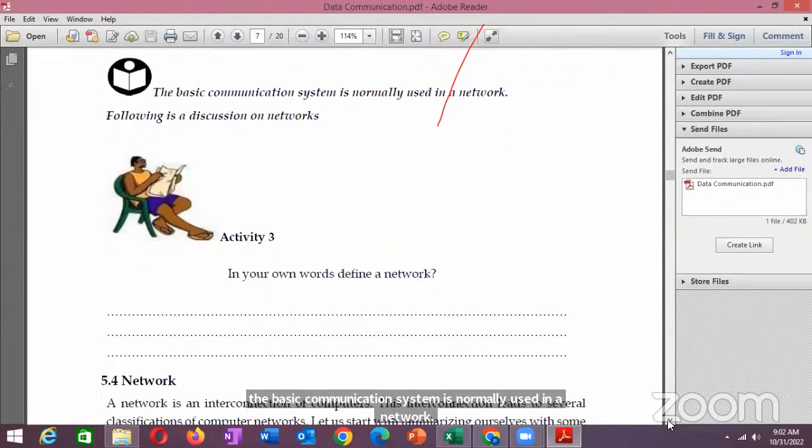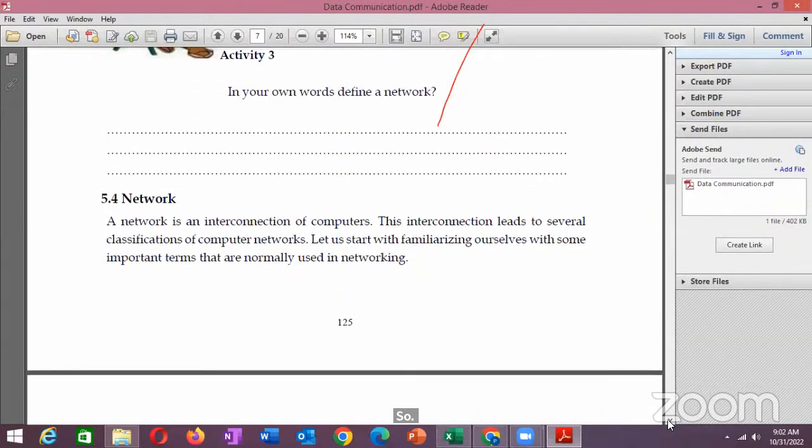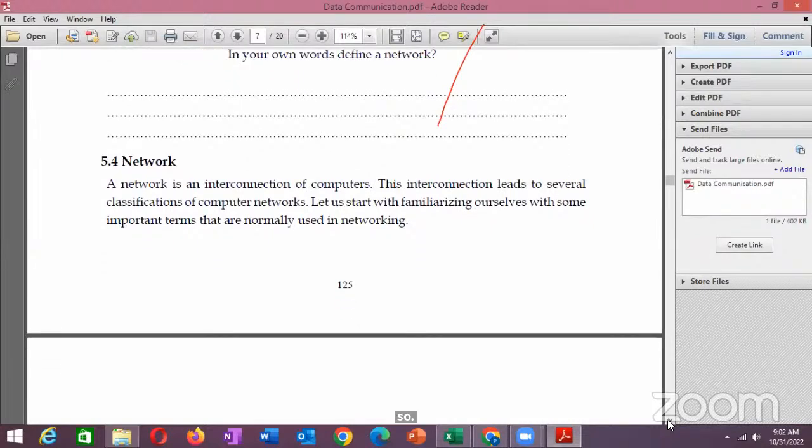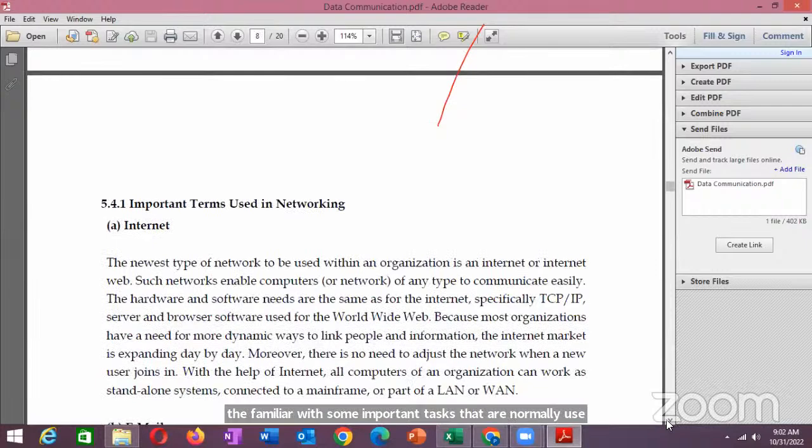I think, again, we have already defined what a network is, but now let us just dwell on it. A network is an interconnection of computers. This interconnection leads to several classifications of computer networks. Let us start with familiarizing ourselves with some important terms that are normally used in networking.